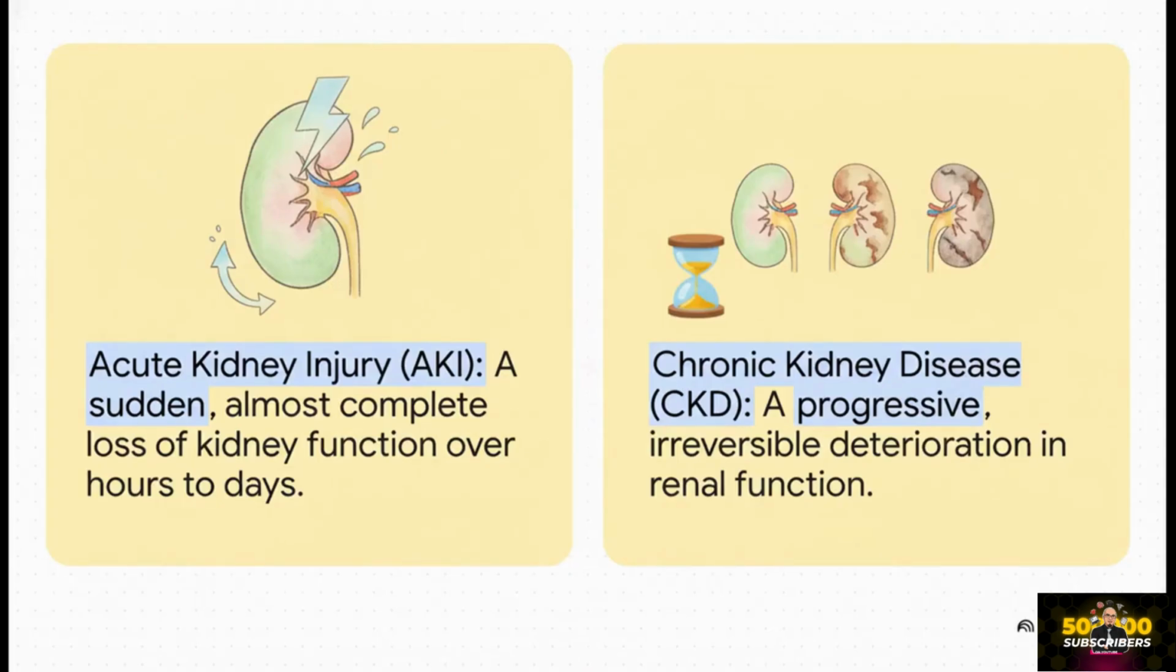And here's the core of it all. Look on the left. Acute kidney injury, or AKI, is like a sudden lightning strike. The kidney function just crashes over hours or days. But here's the good news. There's potential for recovery. Now look at the right. Chronic kidney disease, or CKD, is a slow, quiet, progressive march towards failure. It's irreversible, and sadly, it eventually leads to end-stage renal disease.